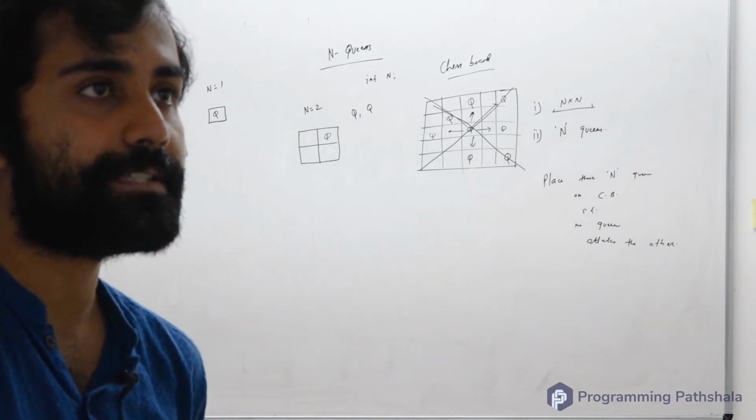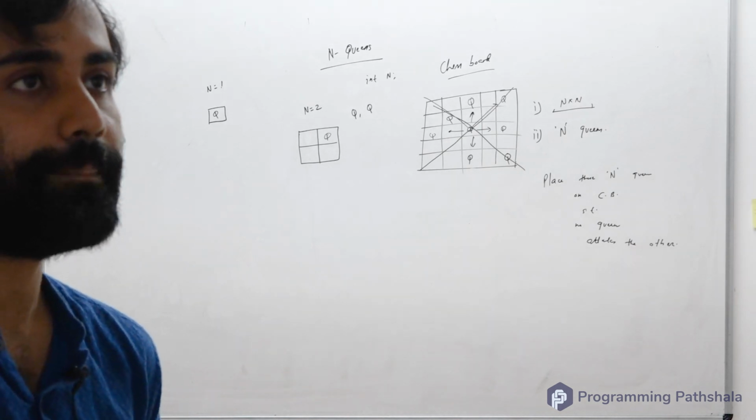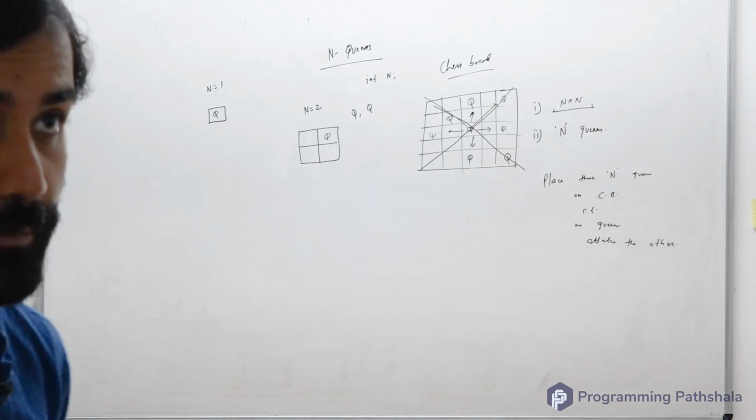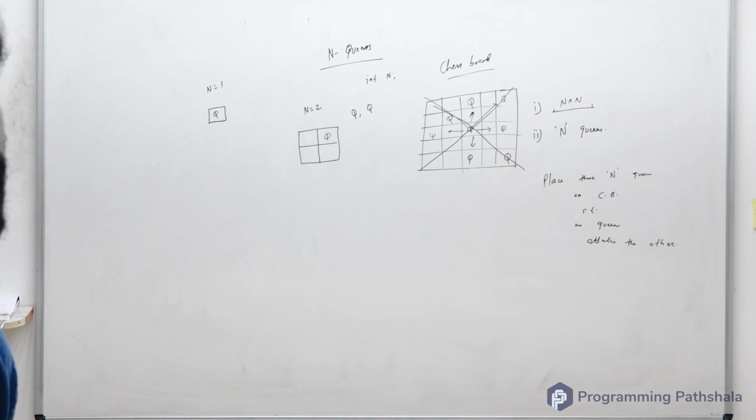Now think about n equals to 3. Just take your pen and paper. You can't imagine it just like that on the fly. For n equals to 3, do you see solutions? If yes, then how many distinct solutions do you see for n equals to 3?